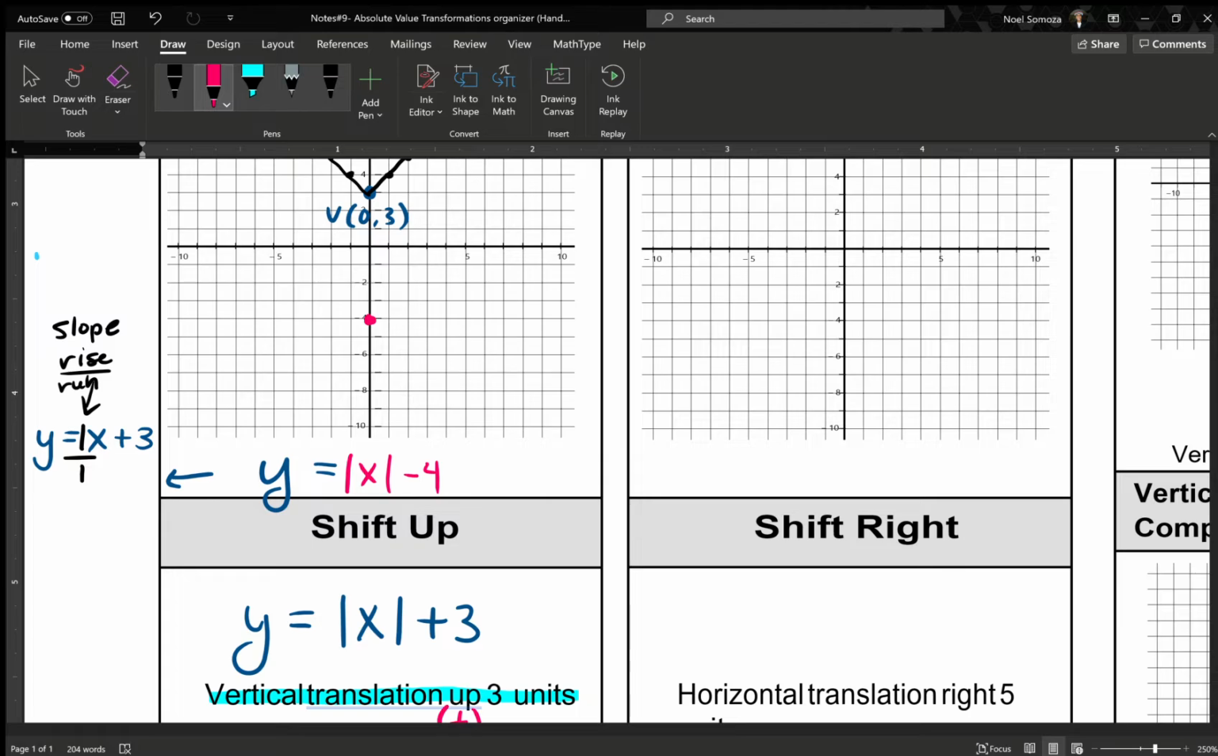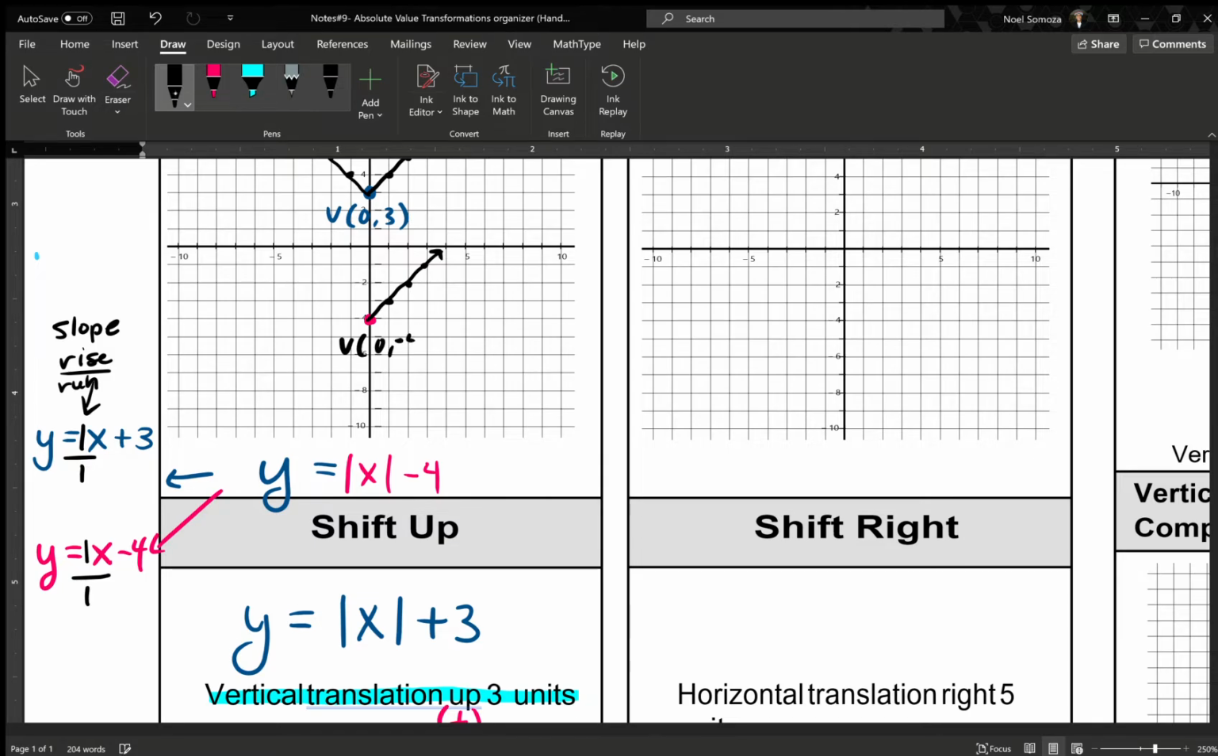Okay, the same idea now. I want to be able to sketch this quickly without having to make a table of values. So I can simply drop the absolute value bars and just take a look at it like this: x minus 4. Since there's no number in front of the x, I can draw a 1 over 1. That tells me the slope of my absolute value. I can use that to create a quick little sketch. So up 1 to the right, up 1 to the right, up 1 to the right.